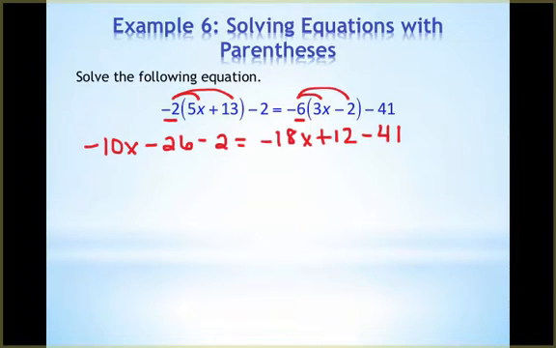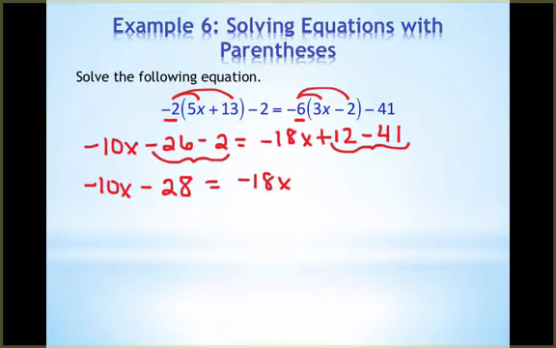Now let's look to see if we have some like terms we can combine. Well, on my left, I do have a negative 26 and a negative 2, so that's going to give me negative 28. And on my right-hand side, I've got a positive 12 and a negative 41. So that's going to give me negative 29. And now we can start moving things around till we get our variables on one side, our constants on the other. So I'm going to add 28 to both sides.